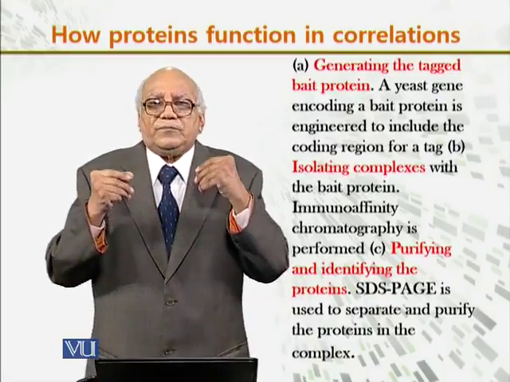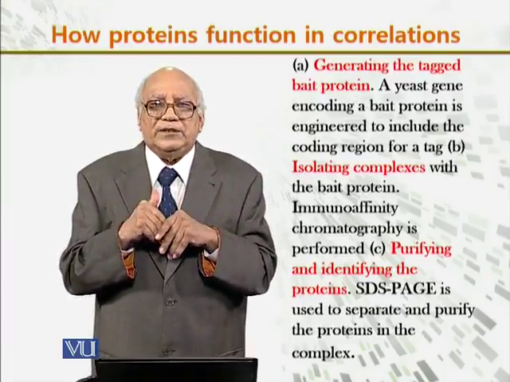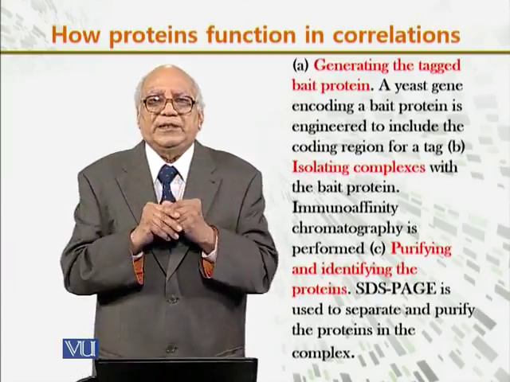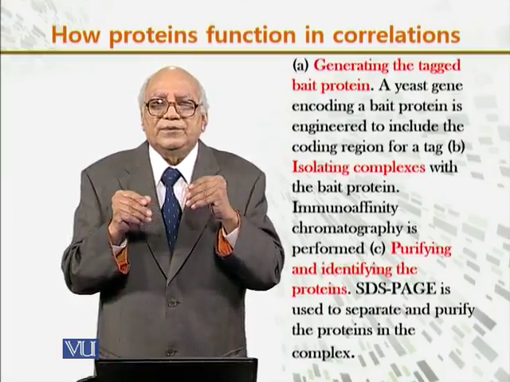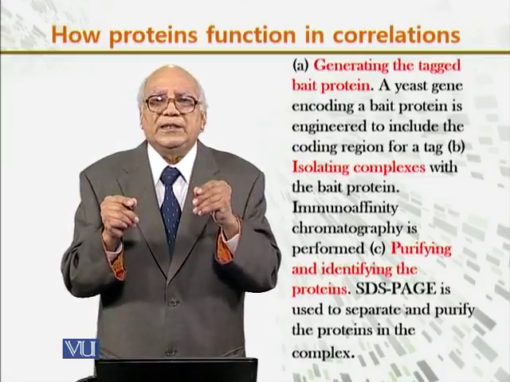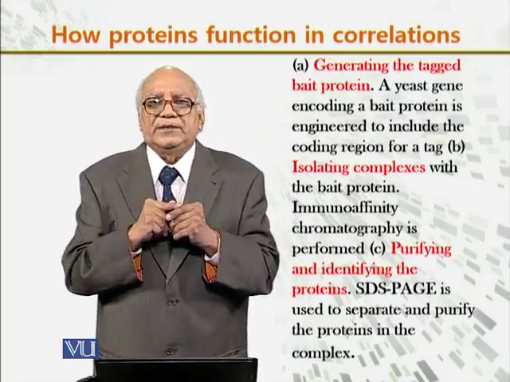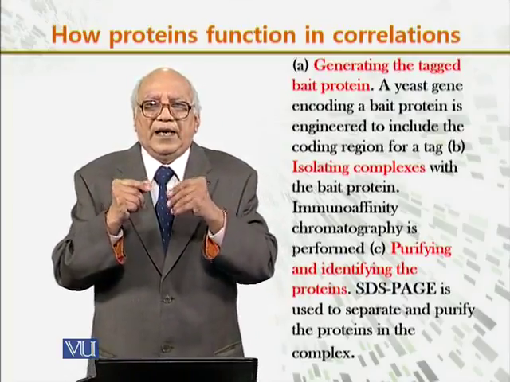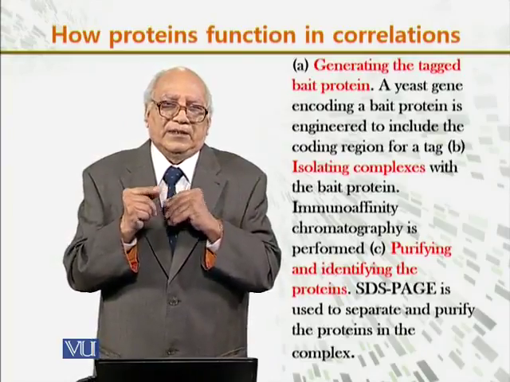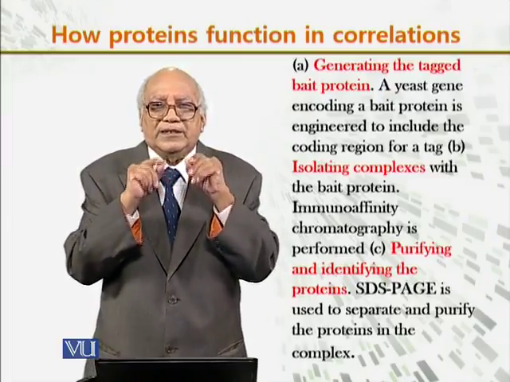Now, in that case, what we do first is generate a tagged bait protein, which is shown there. A yeast gene encoding a bait protein is engineered, so the bait protein includes the coding region for the tag. That is, the protein has a coding region for a tag because it is tagged.